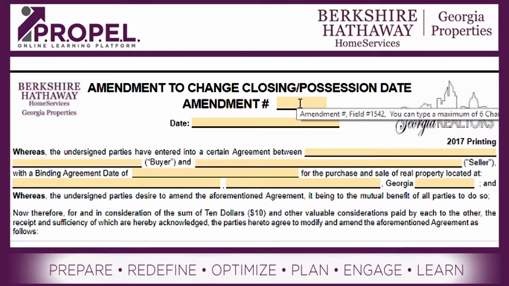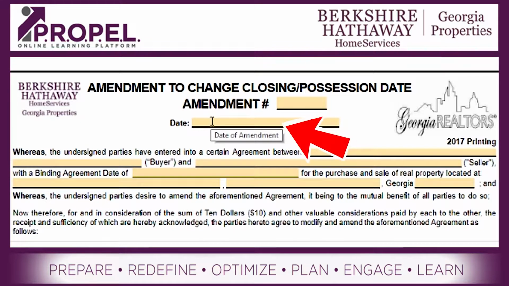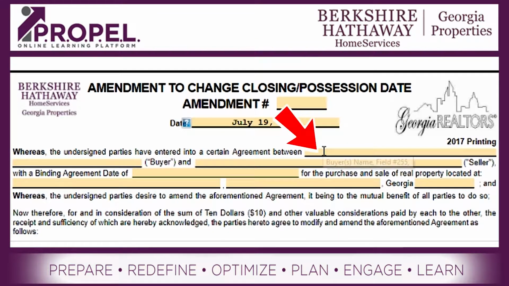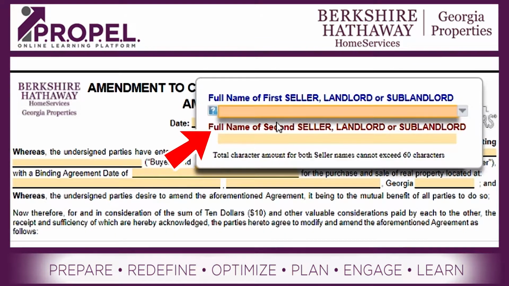Amendments are always numbered, so you would make this number 2 or number 3 or number 4, whatever that amendment is. You would put that number in there, and then you would put the date that you are working on this amendment. So if this was today, you would put today's date, the 19th of July. Down here, you would put the buyer's name, as it says there when you click on this, and then the seller's name, and if there are two sellers, you'd put them both in there.